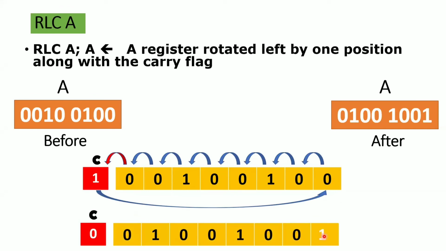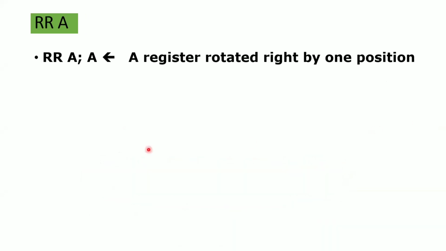So in this position, I will get 1. Why? Because earlier the carry flag was 0. The carry flag is replaced with the MSB bit, and that carry bit goes to the LSB position. I'm sure you understood this one. So after the result, the value becomes this. The next one is rotate right.